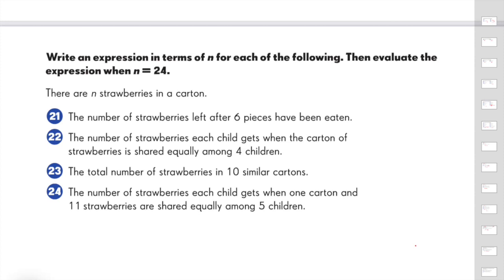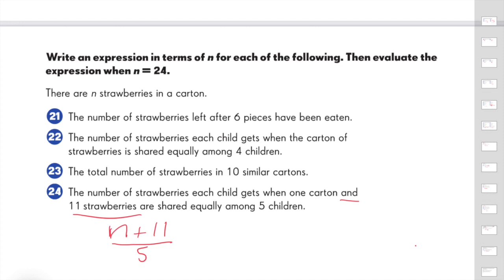Number 24. The number of strawberries each child gets when 1 carton and 11 strawberries are shared equally among 5 children. Okay, so 1 carton would be n, because we don't know how many are in there, plus 11 strawberries. It says and 11, so it's a whole carton and 11 more strawberries. So n plus 11. These are shared equally among 5 children. So we're going to divide them among 5 children. So our expression would be n plus 11 divided by 5.